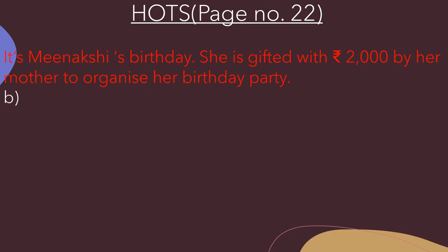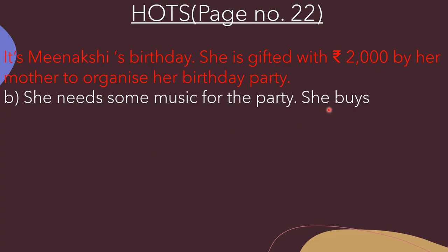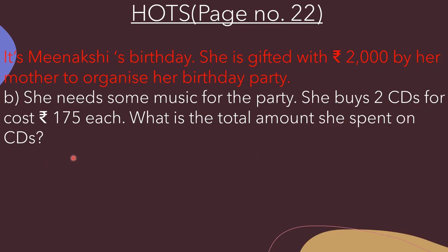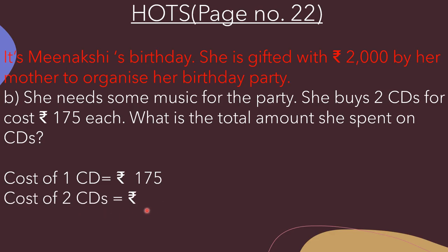Now beta, in part B it is given she needs some music for the party. She buys 2 CDs at a cost of rupees 175 each. What is the total amount she spent on CDs? So here beta we know that the cost of one CD is equal to rupees 175, and we want to find out the cost of 2 CDs. So cost of 2 CDs is equal to rupees 175 multiplied by 2.